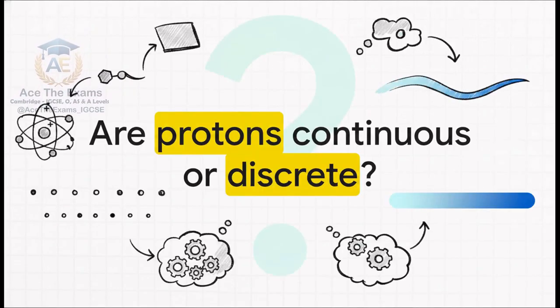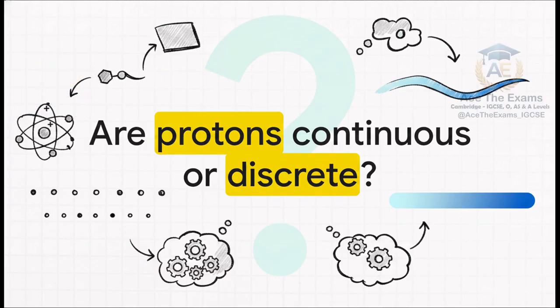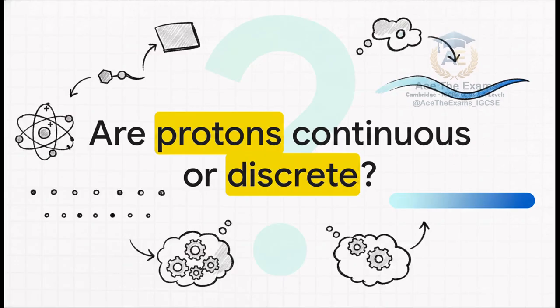Let's do a quick test on this. If you are looking at the number of protons in an atom, which type of data is that? Take a second and really think about it. Based on the definitions we just covered, are we dealing with a continuous range where any fraction is possible, or are we locked into specific boundaries?